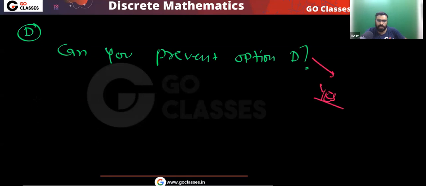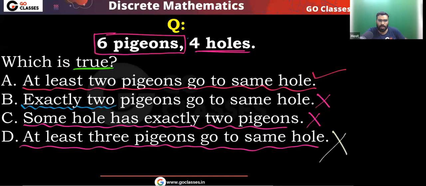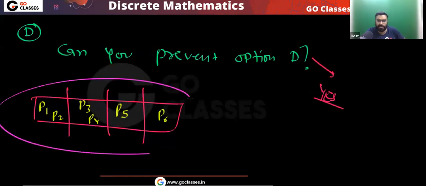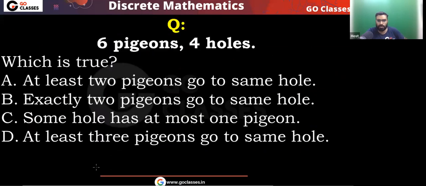If I want to prevent option D, because there are 4 holes and 6 pigeons, I can put P1, P2 here, P3, P4 here, P5, P6 here. That's it. I can prevent it. So option D is also not true, because option D says at least 3 pigeons will go to the same hole, but this statement is not true. I can easily prevent it. I can put 2 pigeons here, 2 pigeons here, 1 pigeon here, 1 pigeon here. So option D is not true. Now let's see this question. Tell me the answer here.